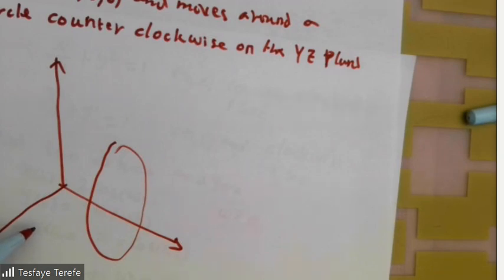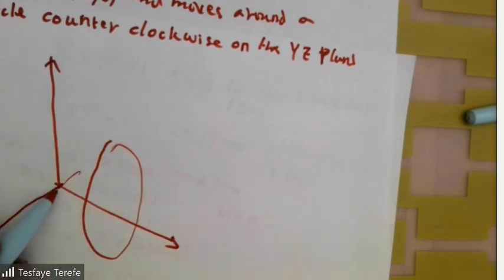Hold on. Start at the point. At (0, 3, 0), the x value is 0, the y value is 3, and the z value is also 0. Then it is rotating, or moving around what? A circle counterclockwise on the YZ plane. So it starts here and moves like this. By the way, my picture sucks. Is that your question?